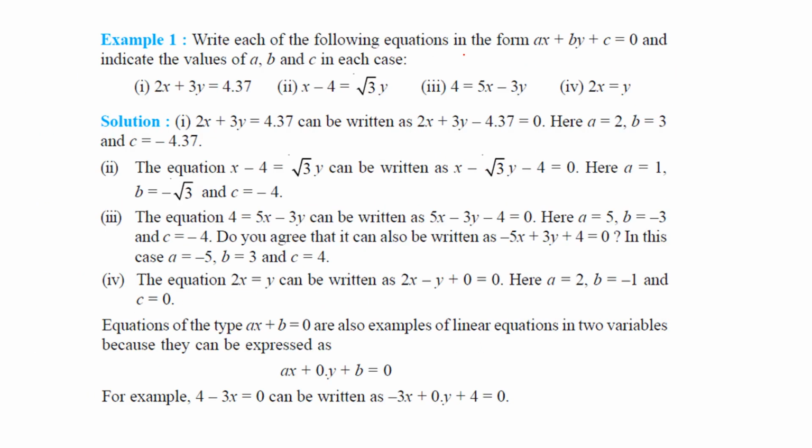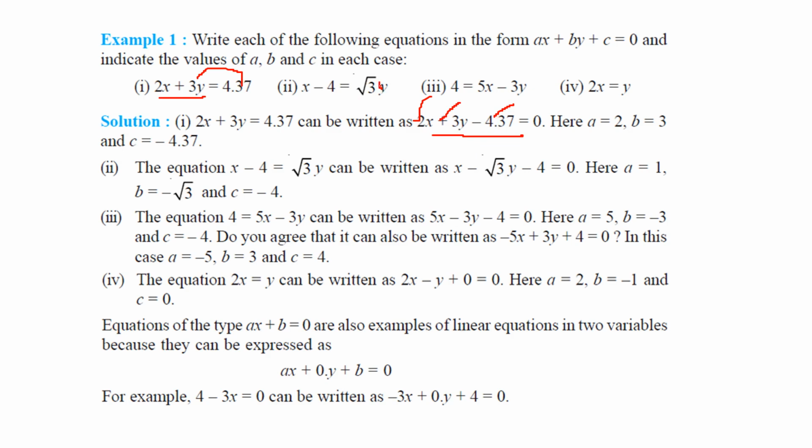Write each of the equations in the form ax plus by plus c equal to 0. So this is 2x plus 3y, take minus 4.37 to the left hand side. This is ax plus by plus c equal to 0. a is 2, b is 3 and c is minus 4.37.